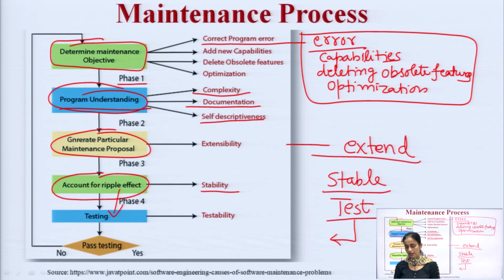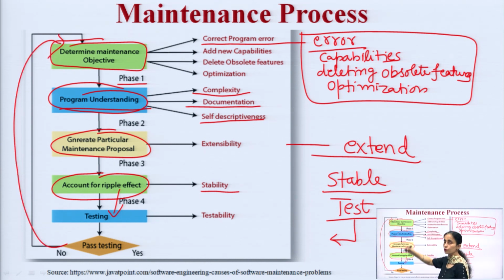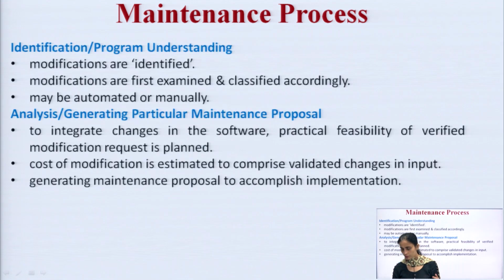If it does not pass the testing, then again I have to do the changes in my objectives, I have to re-understand the problem, I have to generate again the maintenance proposal, and I have to again check the stability of the new problem with new features, again I have to retest it and so on. So, this process goes on. Let us discuss these phases one by one in more detail.